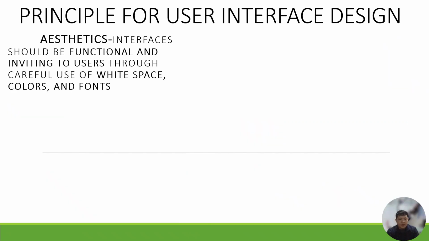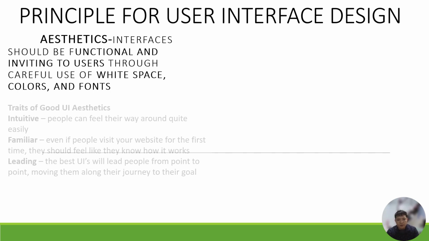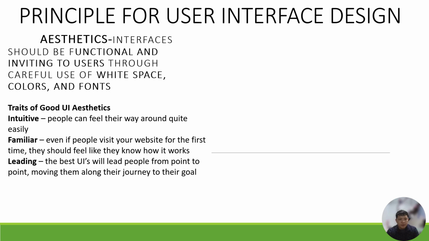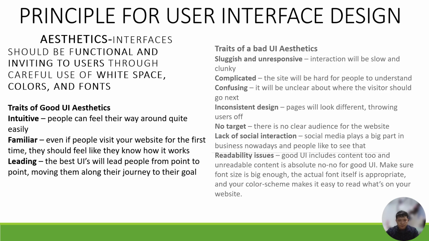Next is aesthetics. The interface should be functional and inviting to users through careful use of white space, color, and fonts. Okay, so the traits of a good UI are intuitive, familiar, and leading, which aims to guide the user from point to point, moving along their process or the execution of their activities in our interface toward their goal.